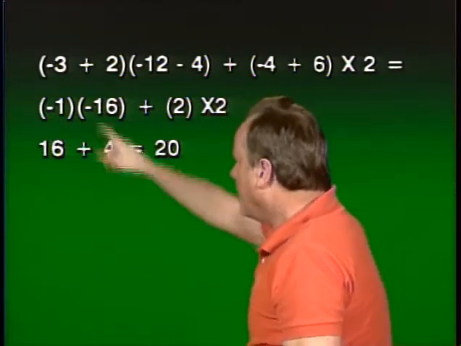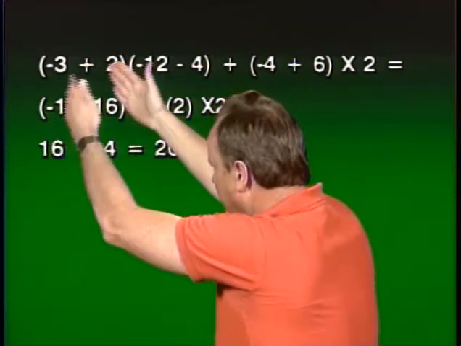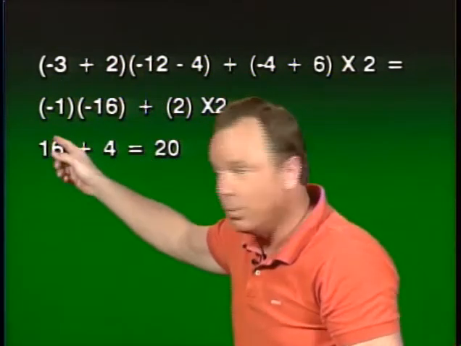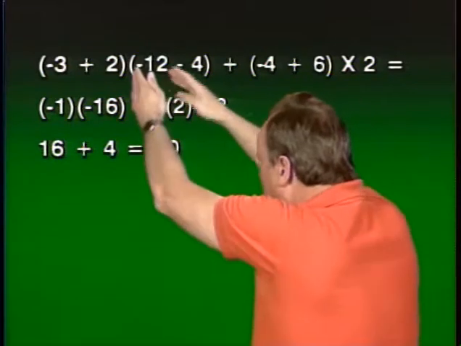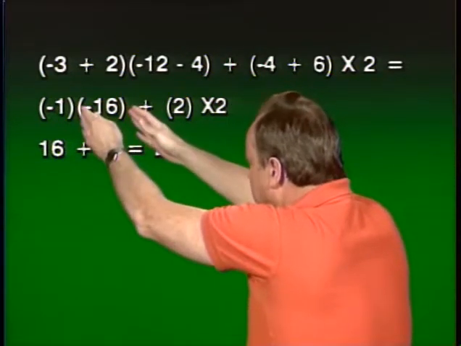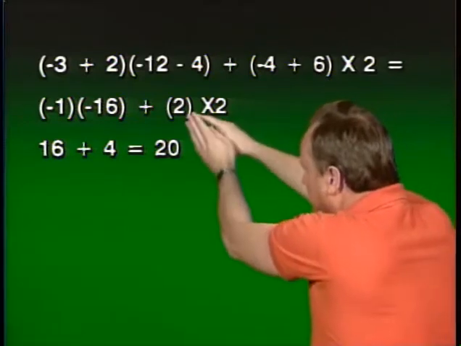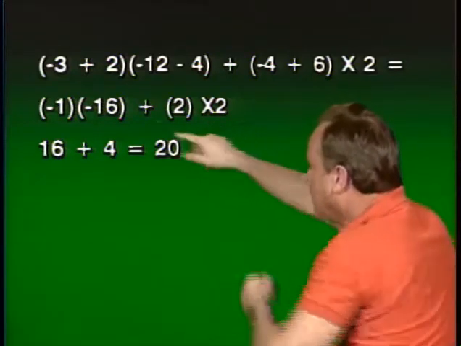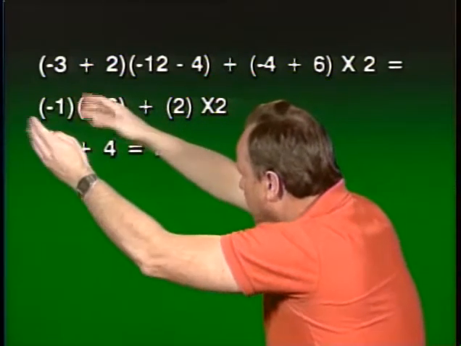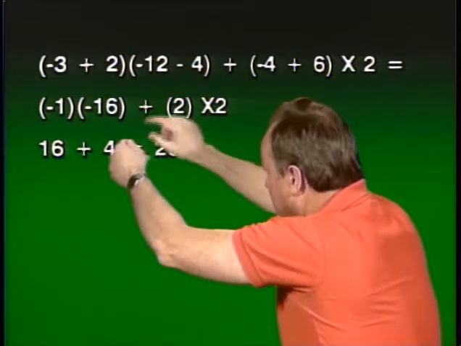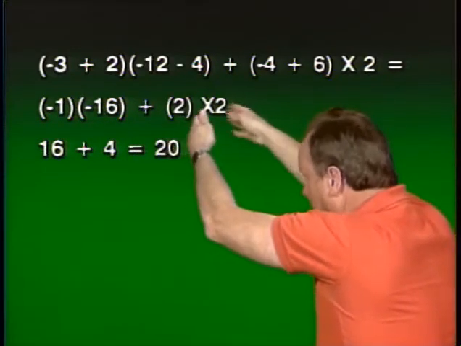So let's do it. Minus 3 plus 2, you add that together, and that comes out to minus 1. You guys got it. Minus 12 minus 4 comes out to minus 16. Let's see now. Minus 4 plus 6 comes out to plus 2, and that's times 2. And we have now the quantity minus 1 times the quantity minus 16 plus the 2 times 2.